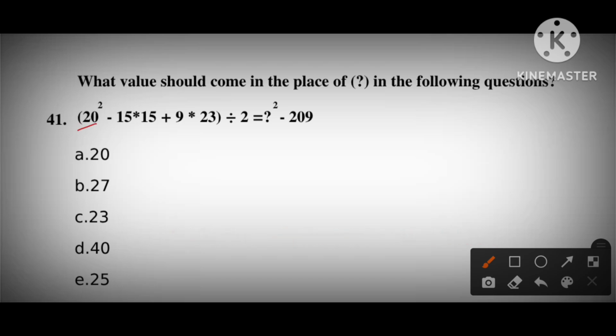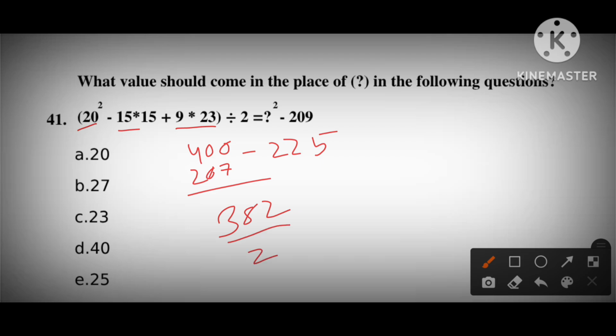20 square, which is 400. 400 minus 15 times 2, 25. Okay, 20 times will be 180. 180 plus 27, 207. So, whole of this we get 7 minus 5, which will be 2. This will be 8. 5 minus 2, 382 divided by 2. 191 times, and 209 comes this side with plus 0 and 400 equals to x square. So answer will be option A.